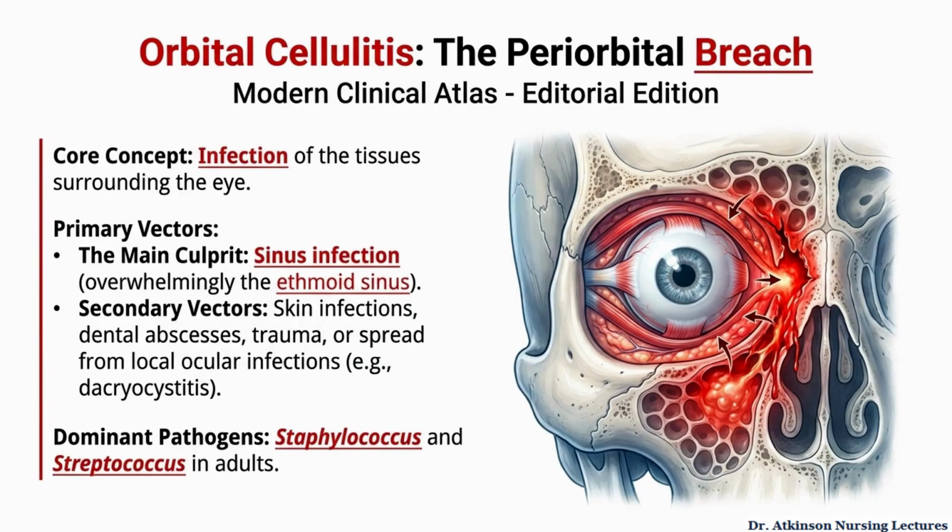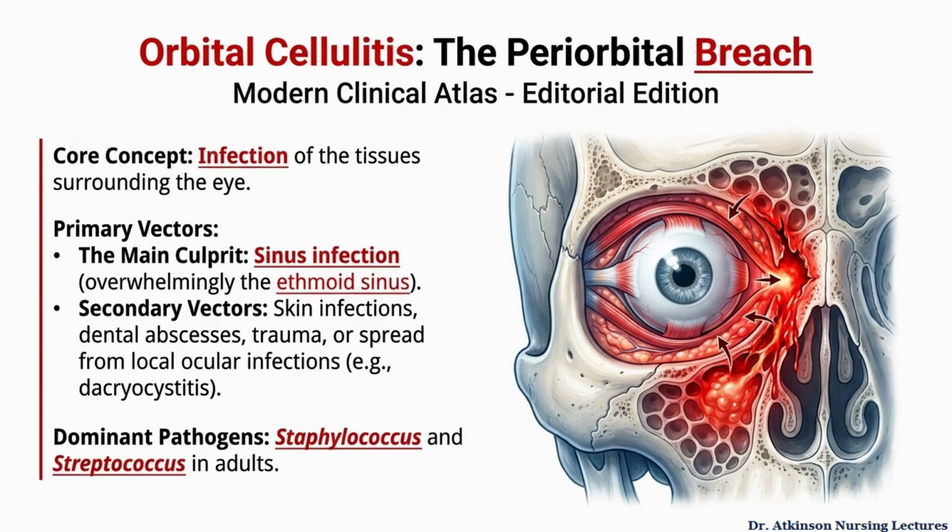Orbital cellulitis is infection of the soft tissues surrounding the eyeball, not the eye itself, but the orbit around it. And this is where we shift from vision-threatening to life-threatening. The primary vector in the vast majority of cases is sinusitis, specifically ethmoid sinusitis. The ethmoid sinus sits directly medial to the orbit, separated by a thin bony wall. When that sinus gets infected, bacteria can spread directly into the orbital space. Secondary vectors include skin infections, dental abscesses, trauma, and spread from adjacent ocular infections like dacryocystitis.